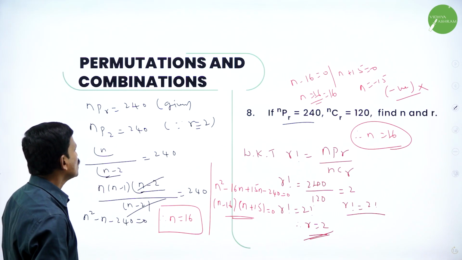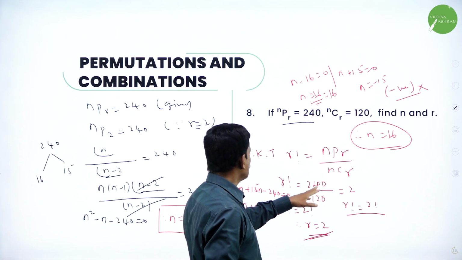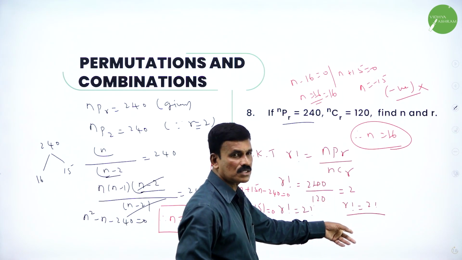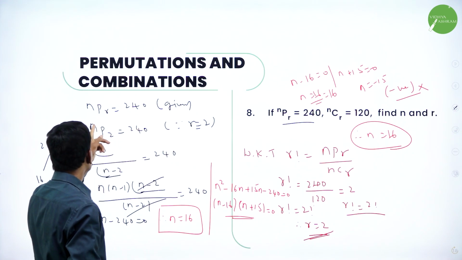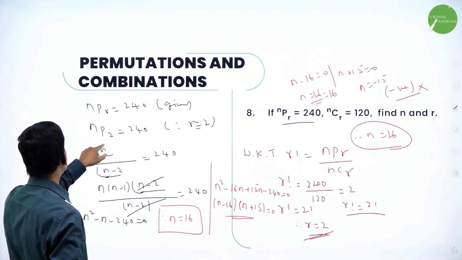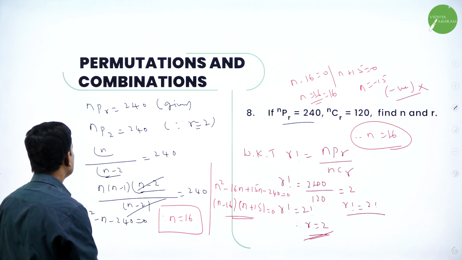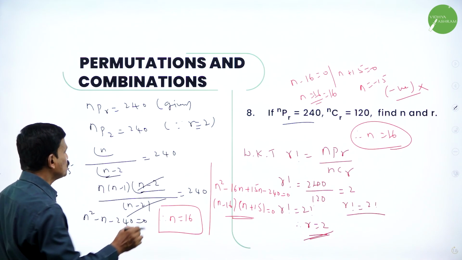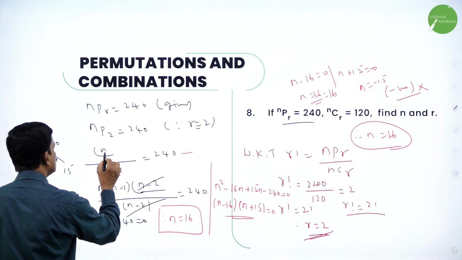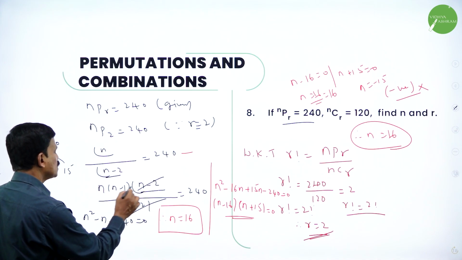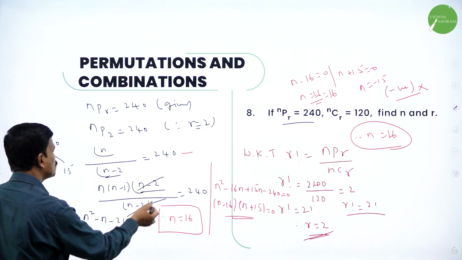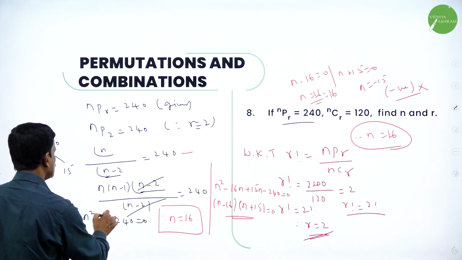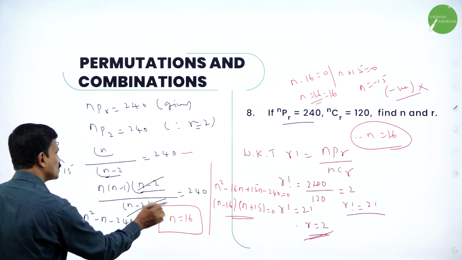Very simple. See here. Just R factorial is equal to NPR by NCR, that is 240 by 120, that's equal to 2 factorial, means R is equal to 2. NPR is equal to 240, NPR nothing but NP2 is equal to 240. What is NP2? N factorial divided by N minus 2 factorial is equal to 240. N factorial is nothing but N into N minus 1 into N minus 2 factorial by N minus 2 factorial is equal to 240. N minus 2 factorial gets cancelled. N into N is N square minus N minus 240 is equal to 0.